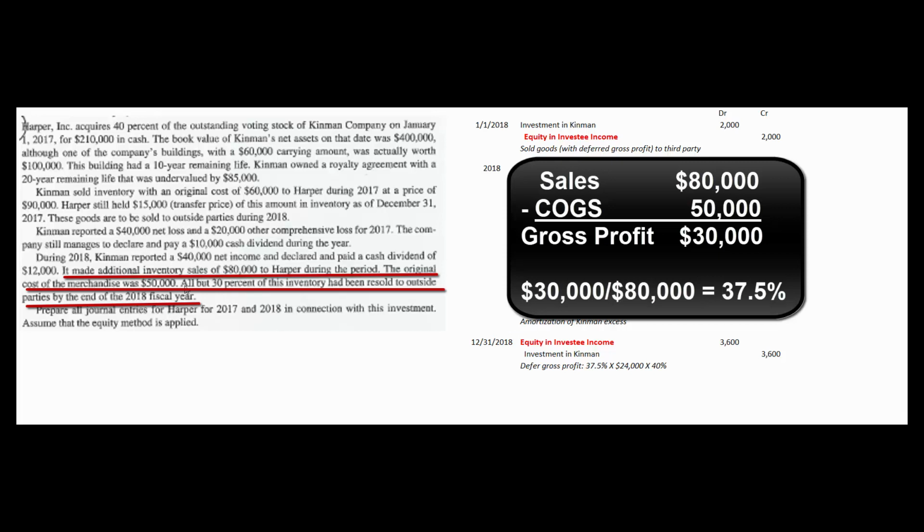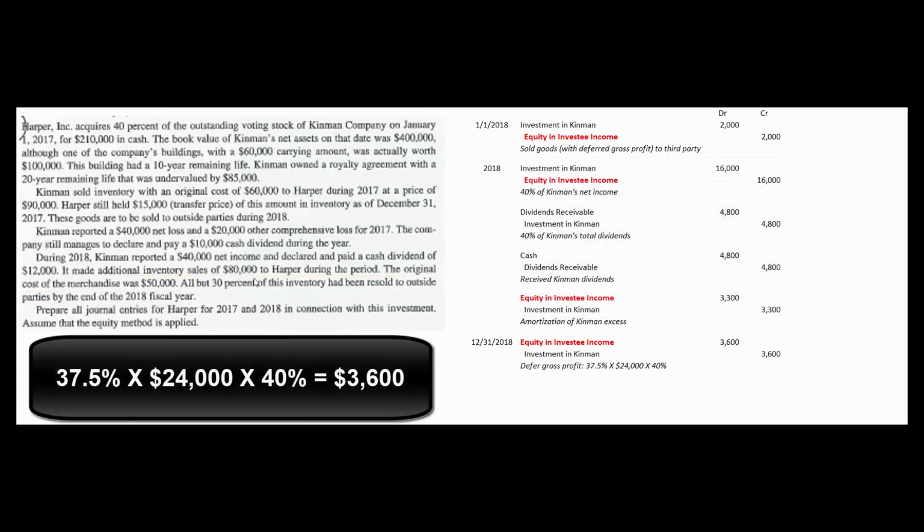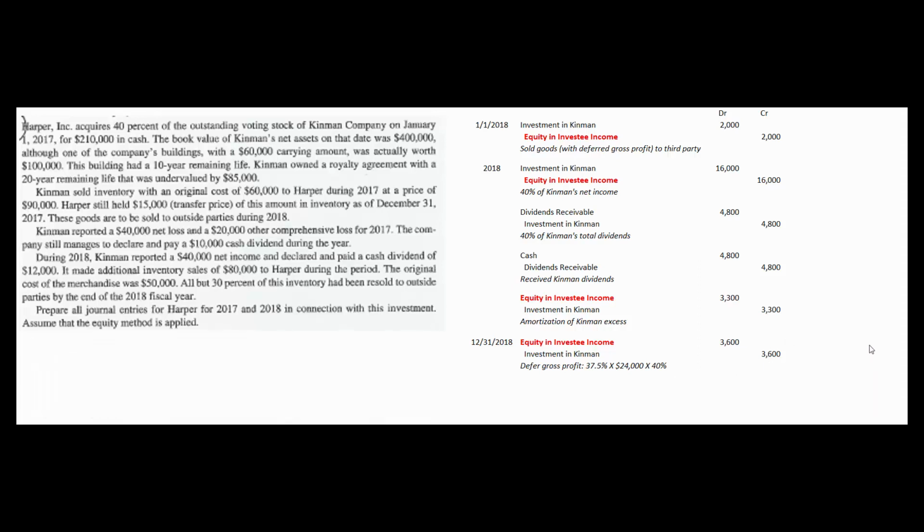Then lastly, on December 31st, 2018, we have to defer some gross profit. Kinman had sold to Harper goods for $80,000 that had a cost to Kinman of $50,000. That's $30,000 worth of gross profit. Divided by $80,000 means that the gross profit margin is 37.5%. At year end, 30% of those goods are still left. 30% of $80,000 is $24,000. So we're going to have to defer 37.5% times $24,000 times the 40% of Kinman that Harper owns. So we're going to defer $3,600 worth of gross profit until those goods get sold to an outside third party.